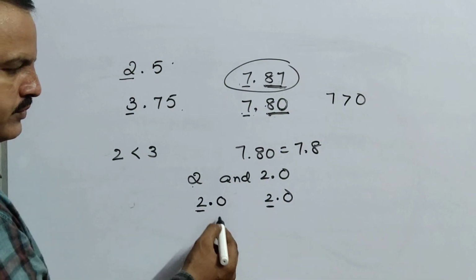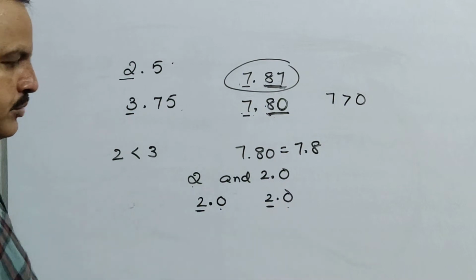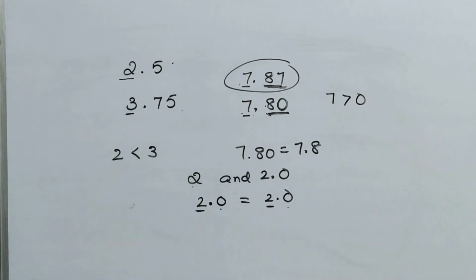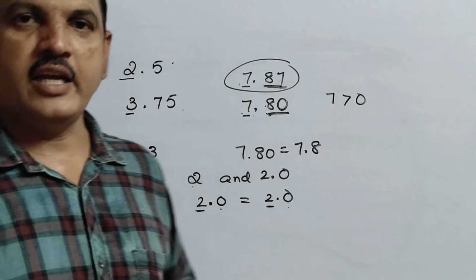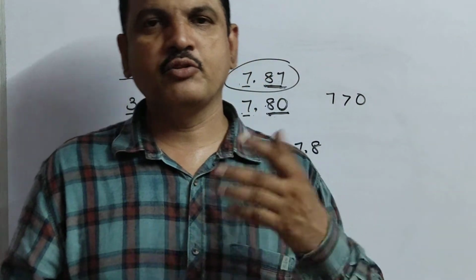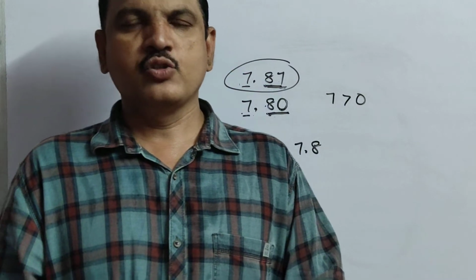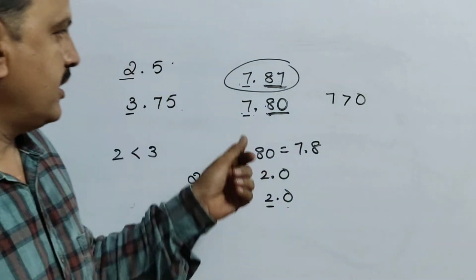2 also can be written as 2.0 and here also 2.0. Now here 2, here also 2. Here 0, here also 0. That means these both are equal. So like that you have to check and say which is greater or which is less. So don't do it blindly just by seeing.